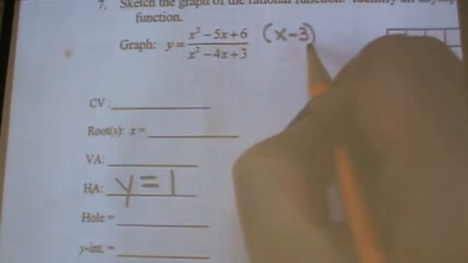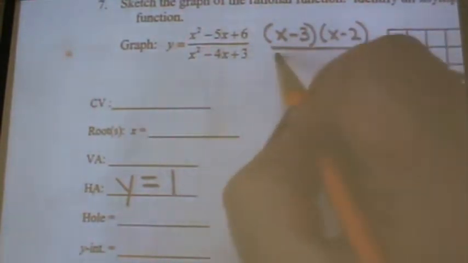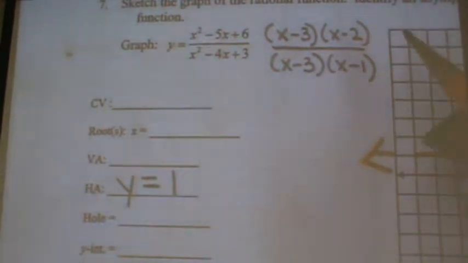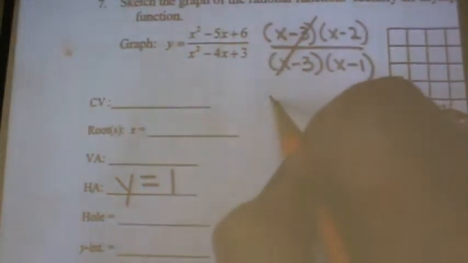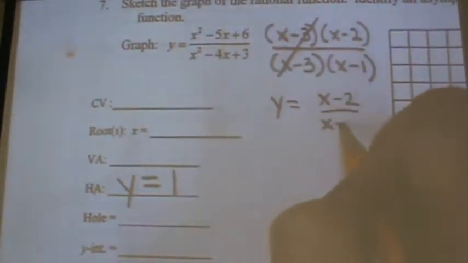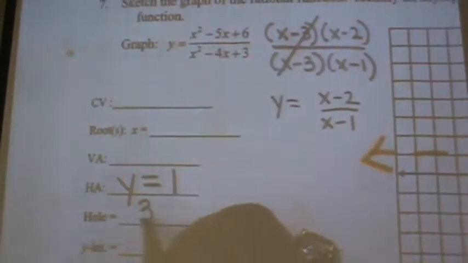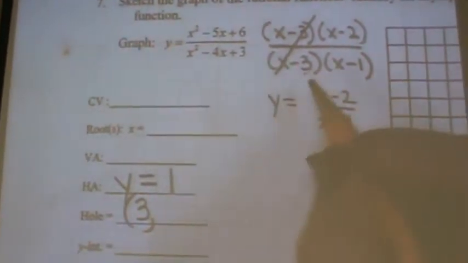X minus 3, x minus 2, over what? So what should we do before we do anything? Cross those out. We want to simplify this problem. It's really x minus 2 over x minus 1. But we have a hole where? At 3, it's not a vertical asymptote, it's a hole.